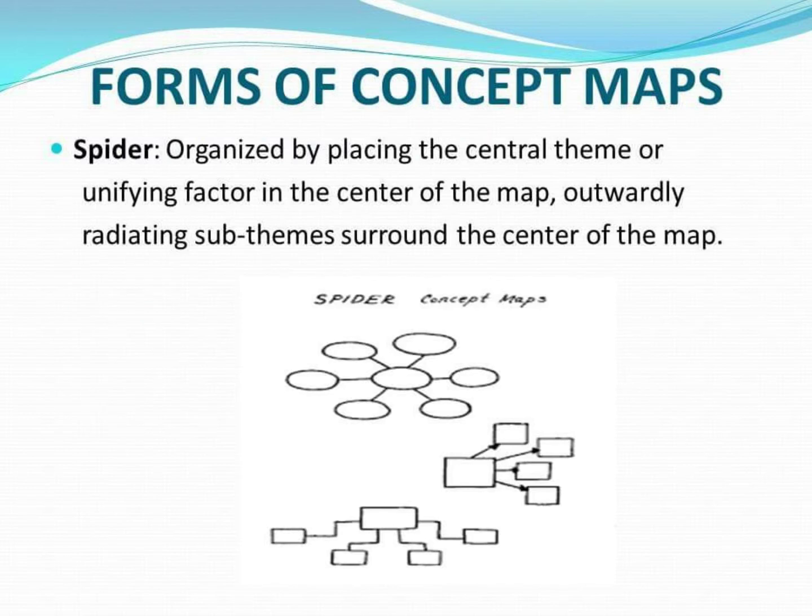So, forms of concept maps. Concept maps have four different forms. The first one is spider. Spider is organized by placing the central theme or unifying factor in the center of the map, outwardly radiating the sub-themes around the center of the map. As you can see in the picture, this is the example of spider.